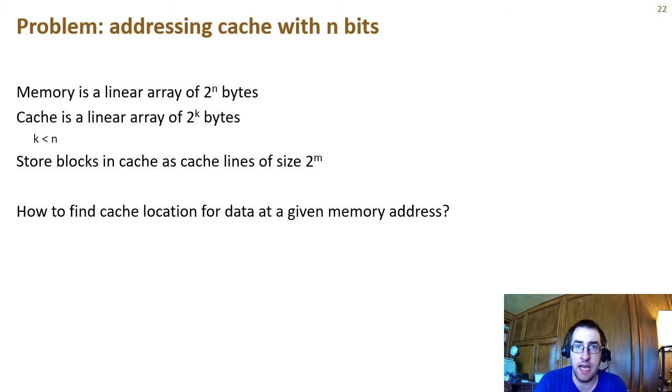So the question is, how do we find the location for data at a given memory address? I'm going to just ignore instructions. It works the same in an instruction cache as a data cache. They use the same kind of addresses. They can use the same kind of schemes for addressing.